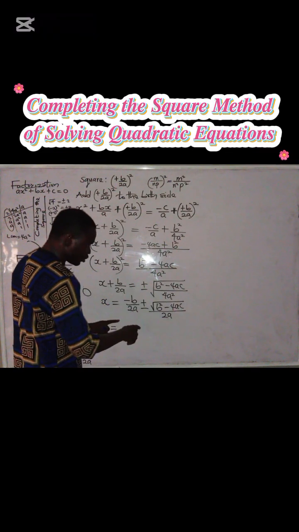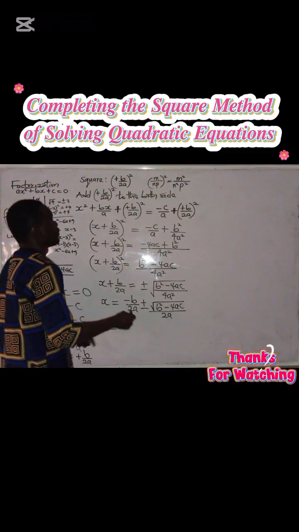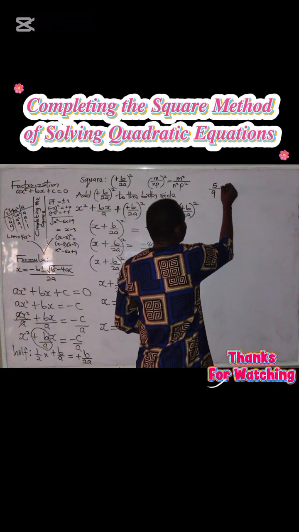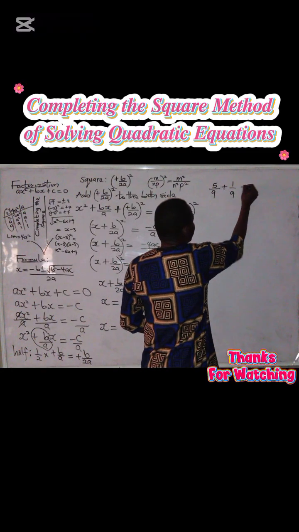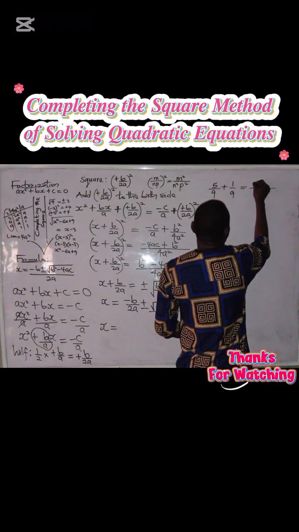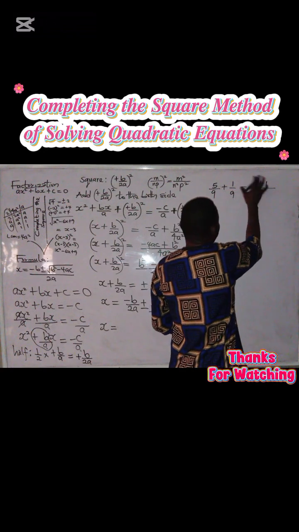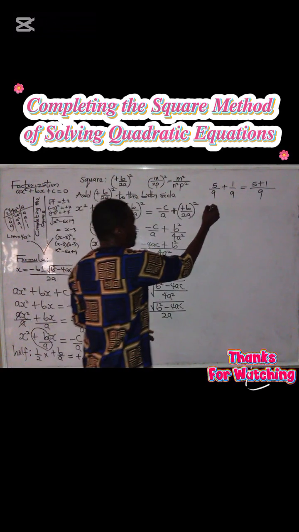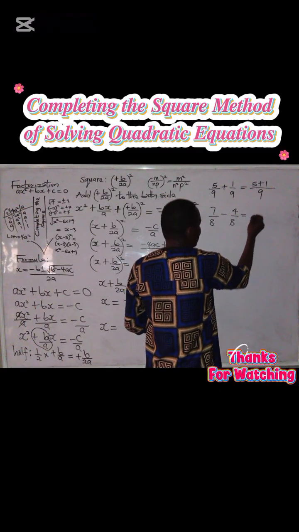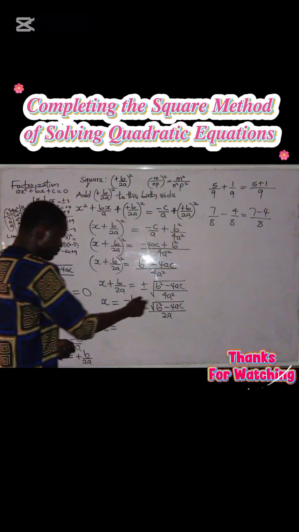Since the denominators are the same, what we just need to do is to add or subtract the numerators. For example, if you have 5 over 9 plus 1 over 9, since the denominators are the same, you can just keep 9 and then say 5 plus 1. And if you have 7 over 8 minus 4 over 8, you just say 7 minus 4 over 8. The same thing applies here too.